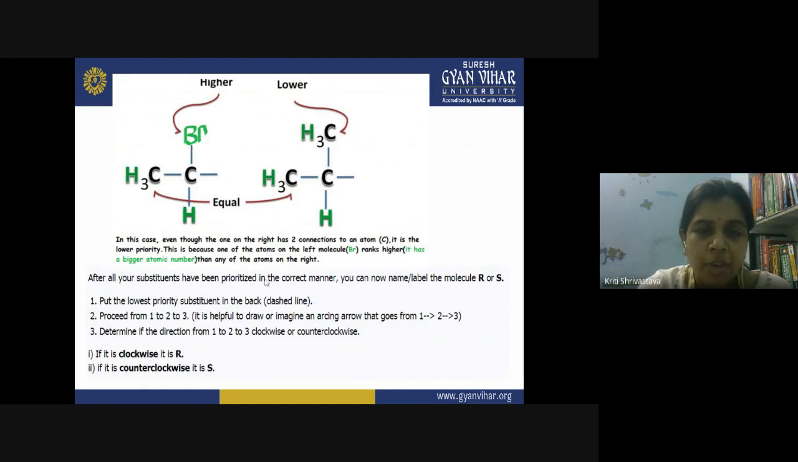After all the substituents are prioritized in the correct manner, now you can name and label the molecule as R or S. So put the lowest priority substituent in the back, denoted by the dash line. Then proceed from 1 to 3. You are not considering the fourth substituent here. It is in the back of the molecule, and you are seeing only the relative configuration of 1, 2, 3. If 1, 2, 3 is in the clockwise direction, you will give it R, and if it is in the anti-clockwise direction like this, 1, 2, 3, you will give it the S symbol. So clockwise is R, counterclockwise is S. R is rectus, S is sinister.